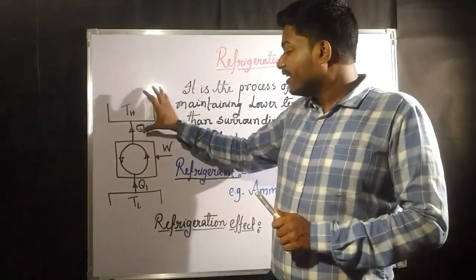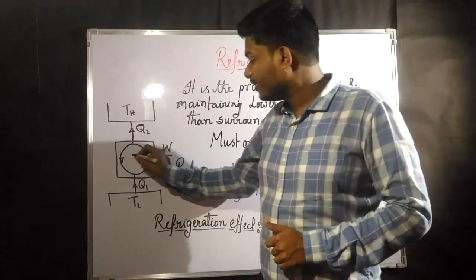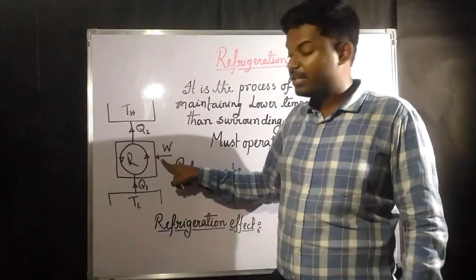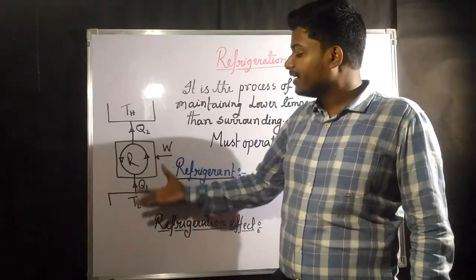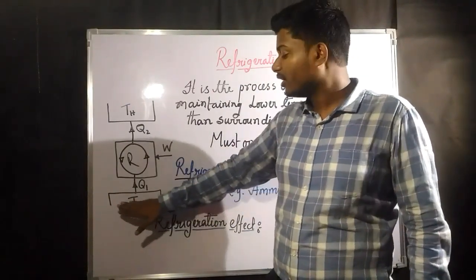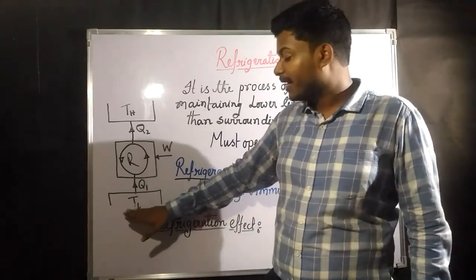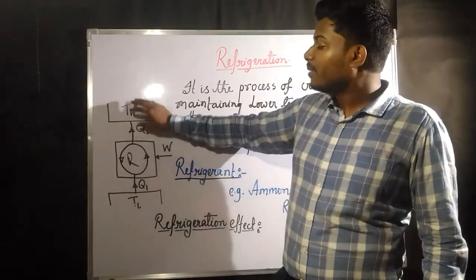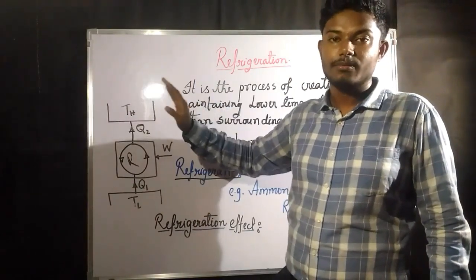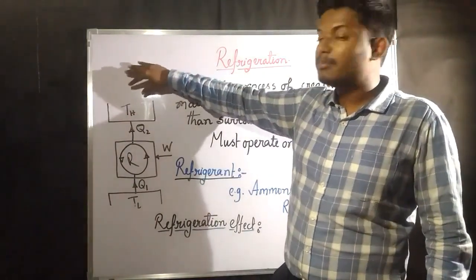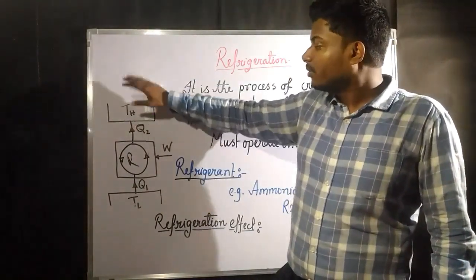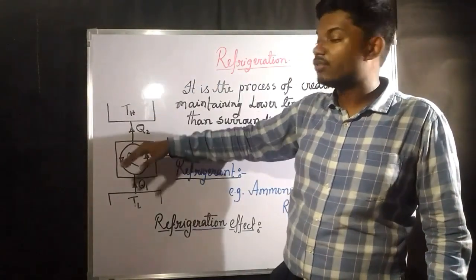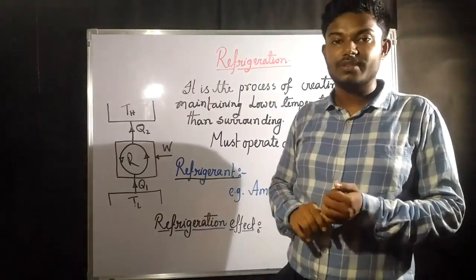So in refrigeration, what is done? We give some work, and some heat is taken out from a space so that the space maintains a temperature of TL, the lower temperature, and the remaining heat is transferred to the surroundings, or any other thermal reservoir you can take. Practically, we take the thermal reservoir as the atmosphere, so we reject the heat to the atmosphere.